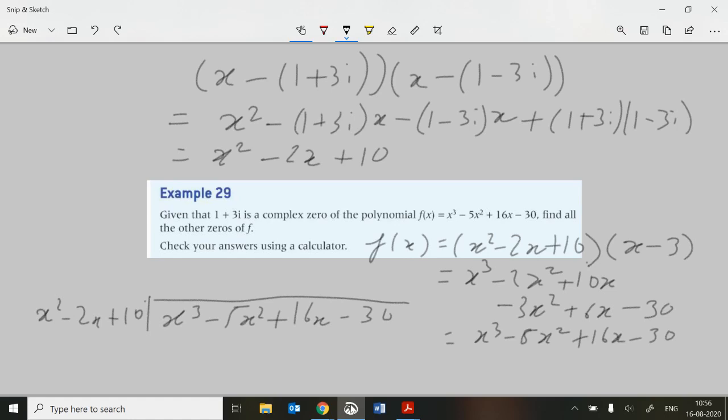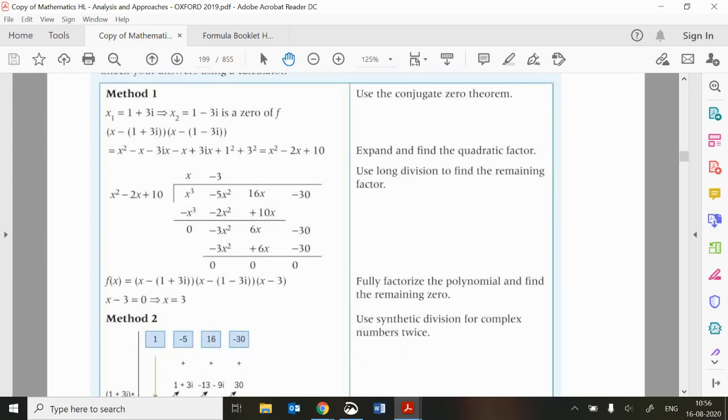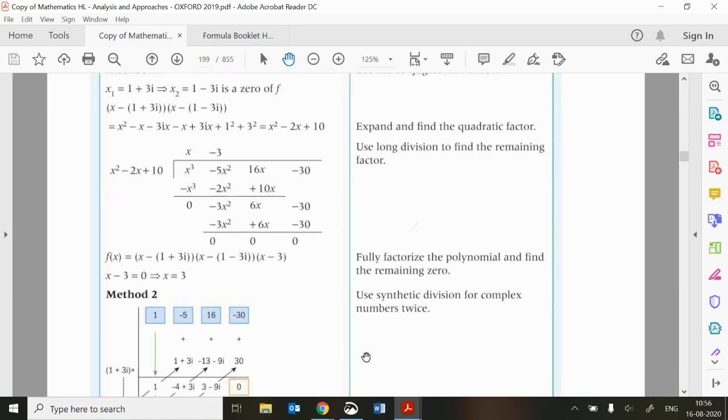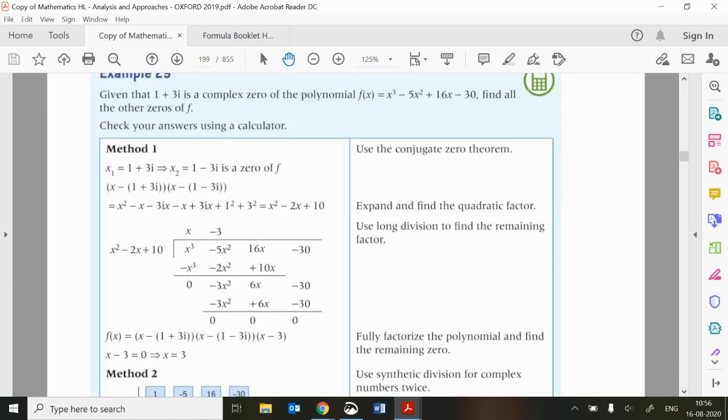Okay, I notice in the book they do this method. So you can see that they're doing this long division technique to find the remaining factor there as well. Okay, so the remaining factor is x minus 3. Now that's one method for doing this question, and you might not necessarily think about doing that. You might be in an exam situation feeling the pressure to just plow on with some working out.